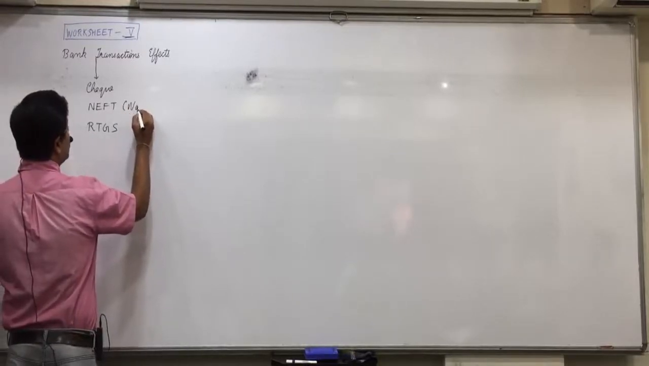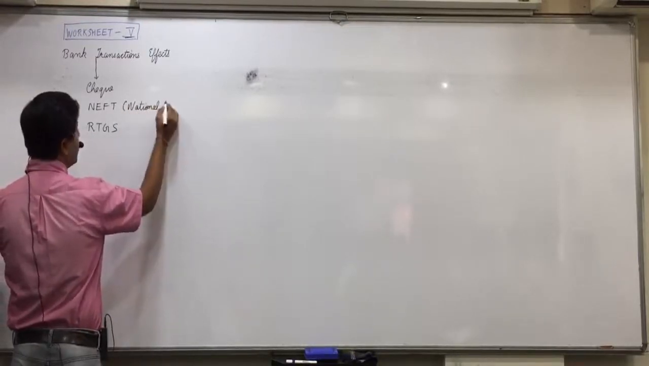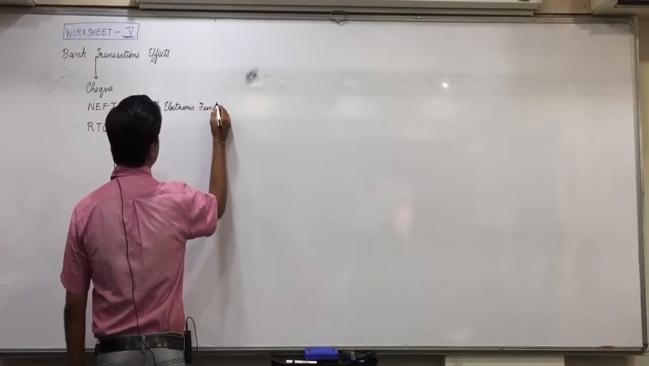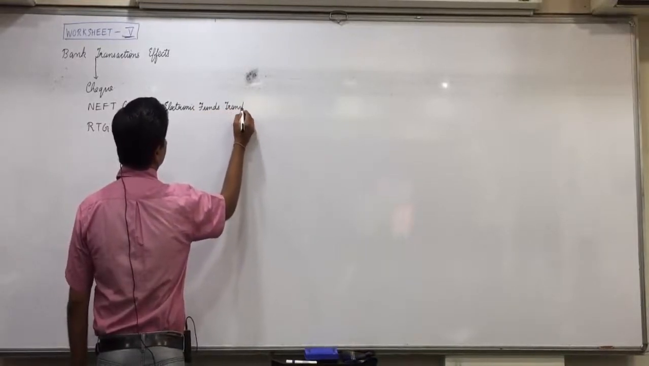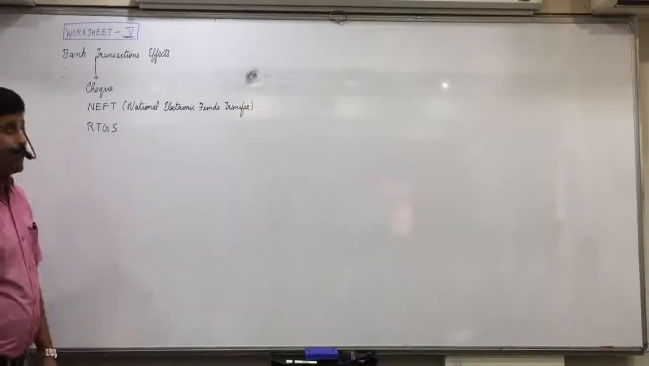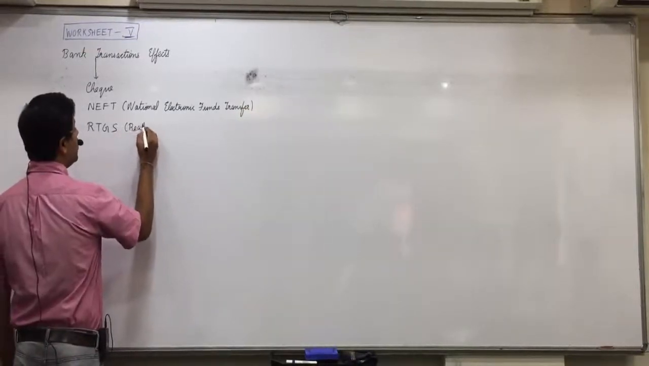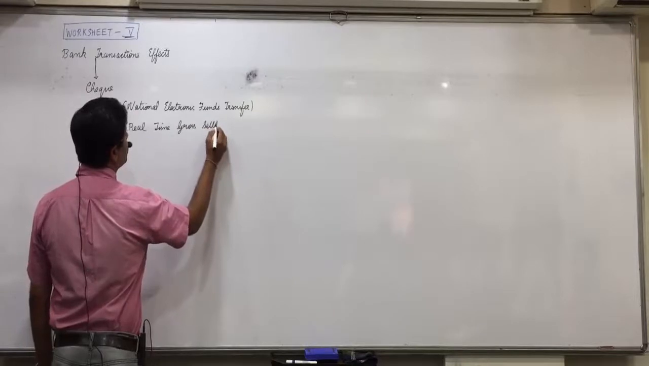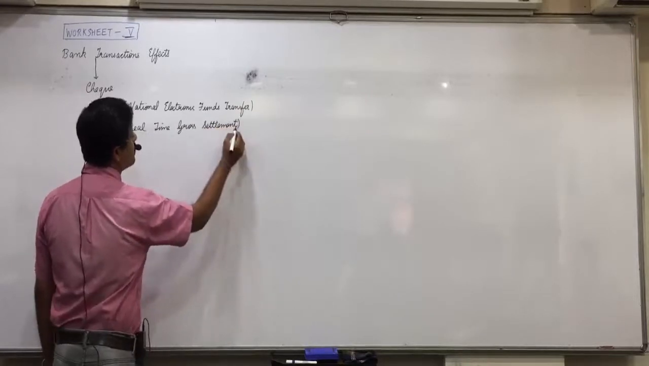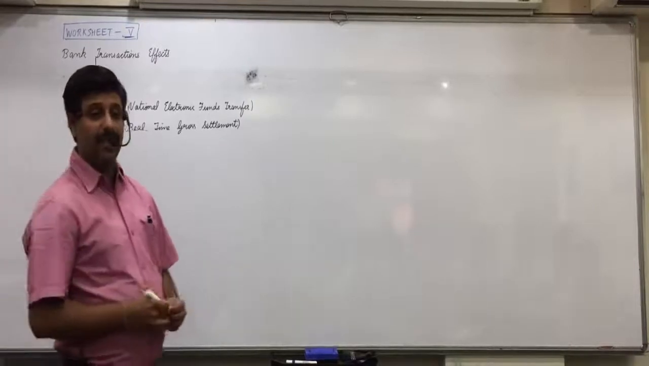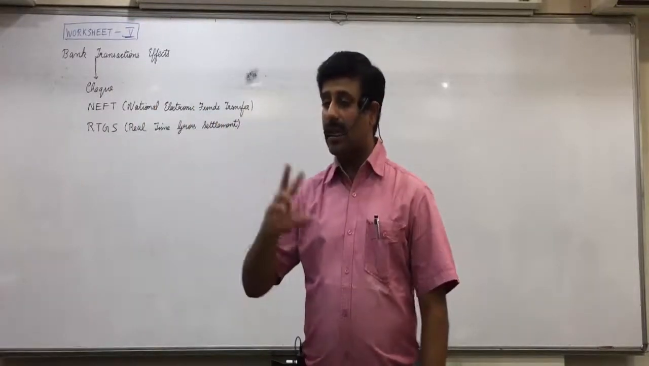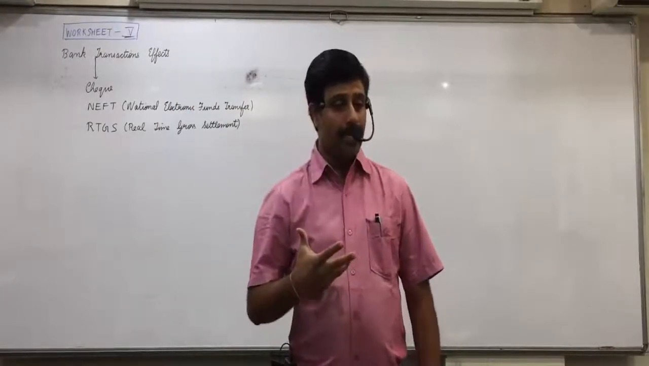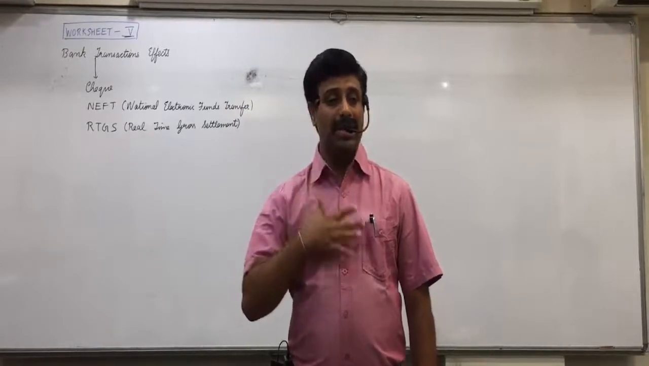NEFT stands for National Electronic Funds Transfer. And RTGS stands for Real Time Gross Settlement. What happens is in NEFT, the transactions and the money transfer takes place directly from bank to bank. I have to add the beneficiary. Suppose I want to transfer 50,000 rupees in the account of Gaurav.